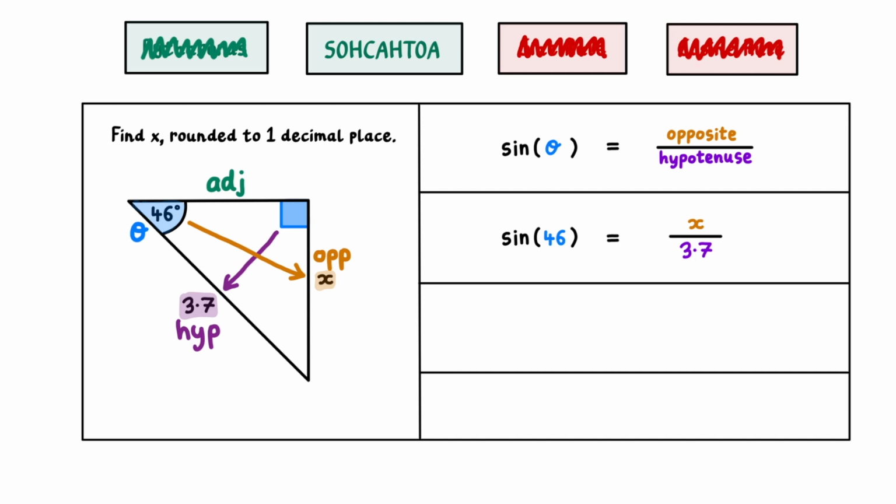To solve for x, all we need to do is remove the division of 3.7 from the right-hand side. We do this by multiplying both sides by 3.7. We can type the left-hand side into our calculator to get our final answer. X equals 2.7.